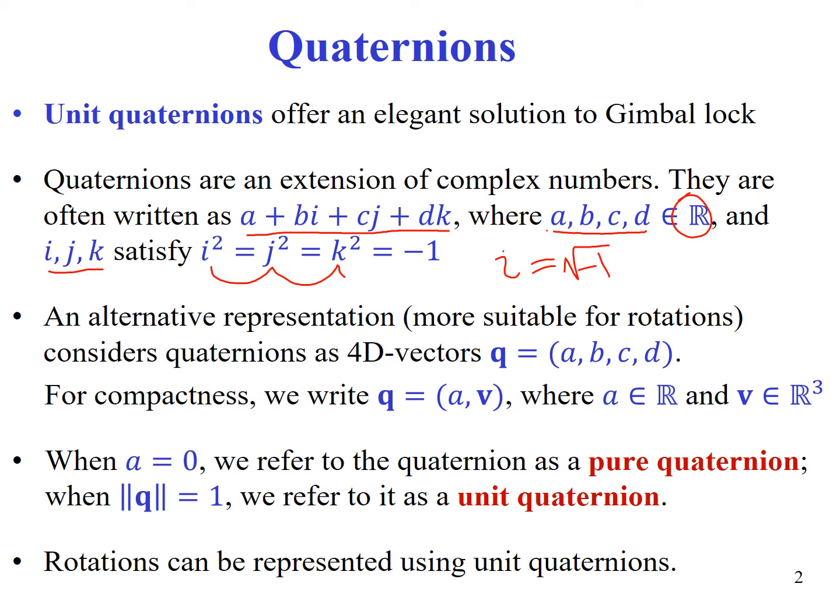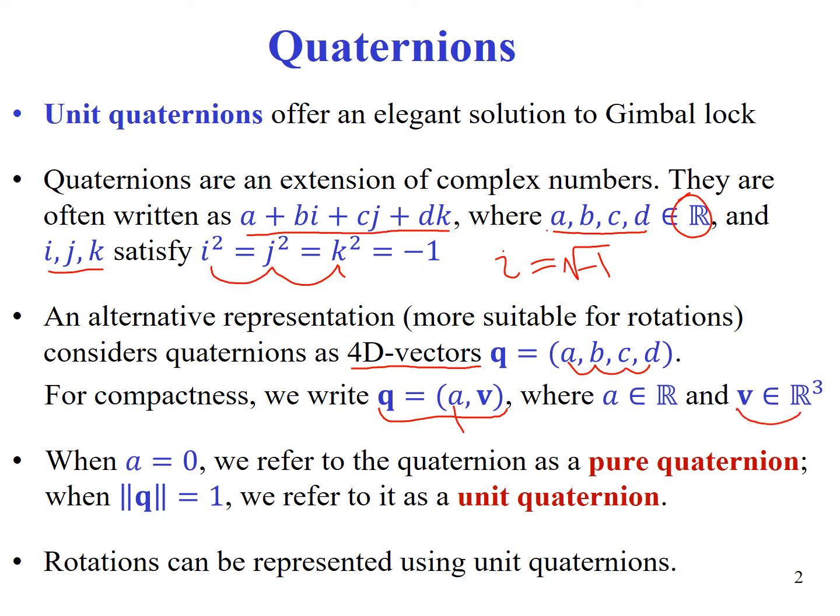An alternate representation that is more suitable for rotations considers quaternions as 4D vectors. That is, q is equal to (a, b, c, d). So they just skip writing i, j, k because everybody knows that they are equal to square root of -1. And for compactness, we can write this as q is equal to (a, v), where a is a scalar and v is a vector in R3.